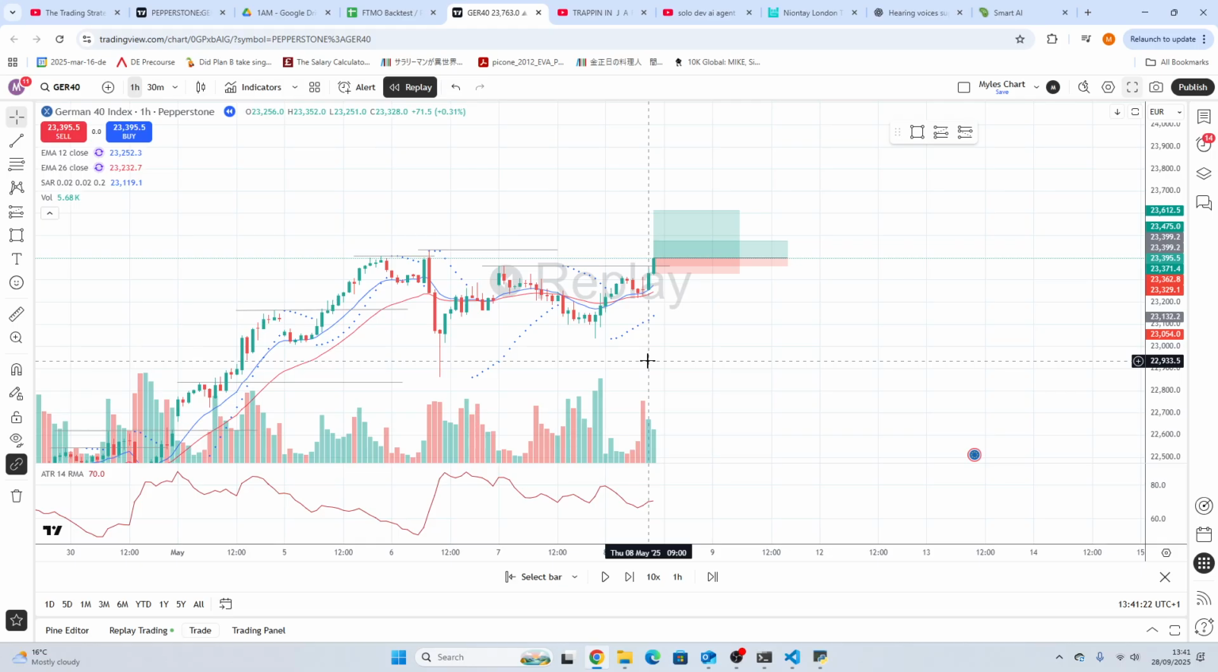12 and 26 is sloping upwards. You've got the parabolic. The volume is not relatively high. The ATR is below 100 though. So what we got? We got the full candle. We got the parabolic. We obviously got the breaker structure. We have the full candle, parabolic, sloping upwards 12 and 26 EMA, and that's kind of it. We haven't broken this structure here. We haven't broken above it. So that's kind of it.